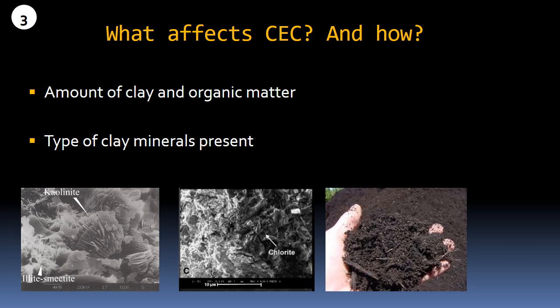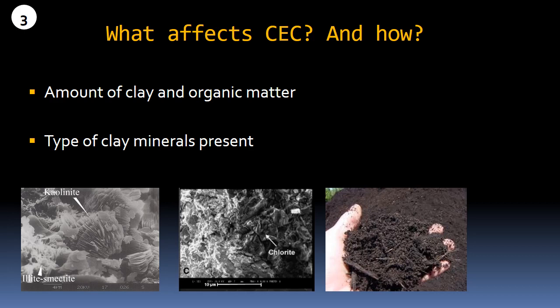The first one is the amount of clay and organic matter. Why? Because we've seen that clay and organic matter have a lot of negative charges. So if in your soil you have more clay and you add more organic matter, that would end up increasing the total CEC in that soil.